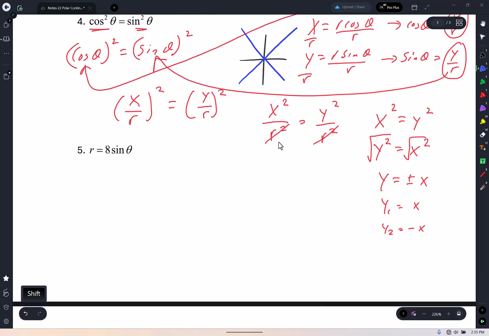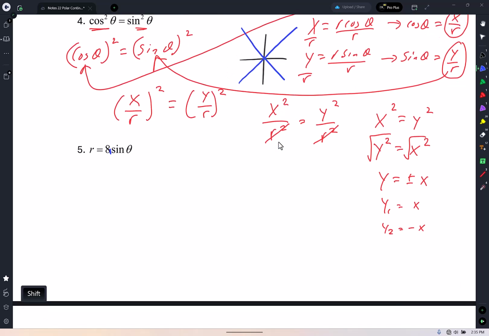An R. Hey, don't yawn, that's a demerit. So if I plug in an R right here, that means I got to multiply the left side by an R. Perfect. R squared equals 8R sine theta. And what is R squared?